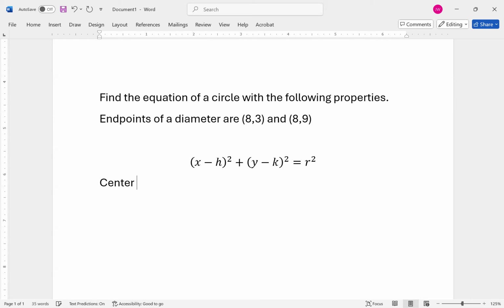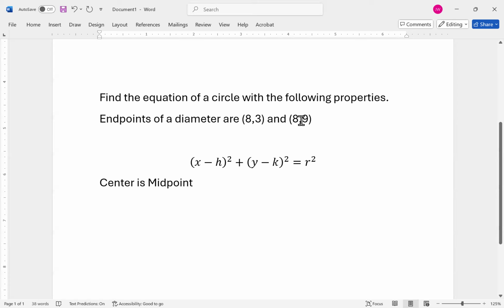Now the center is going to be halfway between (8, 3) and (8, 9) because those are the endpoints of a diameter. And remember, a diameter is something that goes from point to point across the circle, but through the center. It is twice the radius. So the center is the midpoint of these two points.